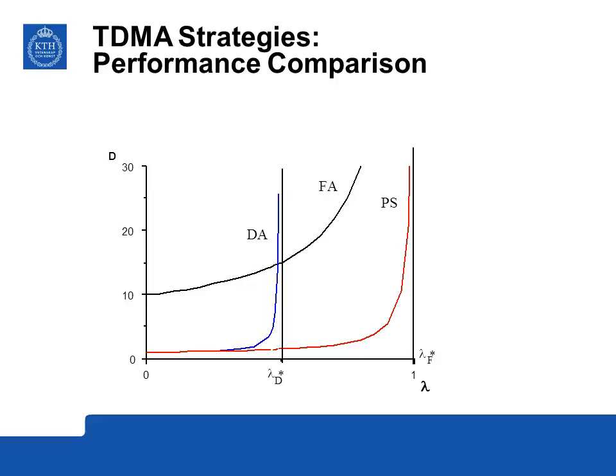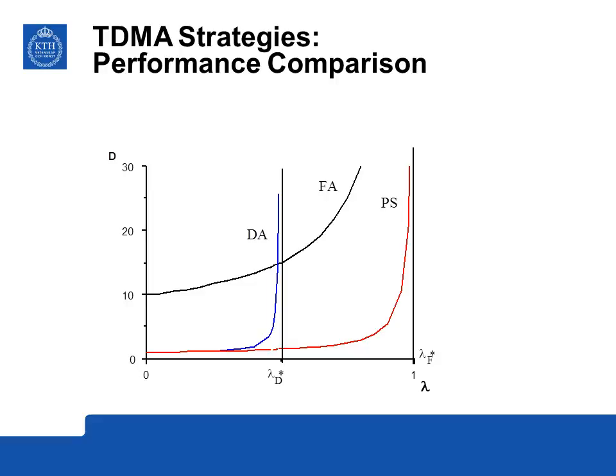The curve marked FA is the fixed assignment, and we can see typical behavior that for very, very low traffic there will be still quite a high delay, and this has to do with that in the fixed assignment, even if there's no other traffic, we still have to wait until our slot turns up. In this case, this is a system with 20 slots, and so on the average in the fixed assignment, the user has to wait 10 slots until the slot marked with his number turns up.